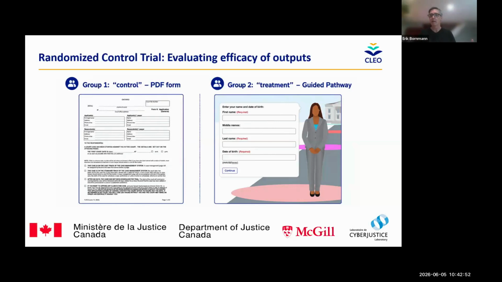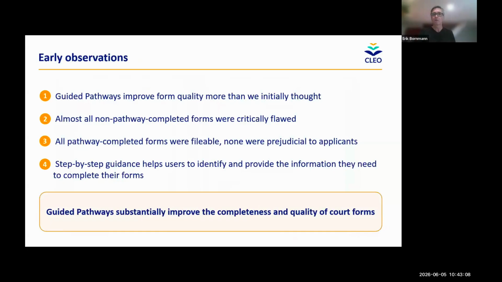And then there's an experimental or treatment group in which the participants use the guided pathways. And I should say every participant who completes the study gets 2 hours of free legal services paid for by CLEO. So everyone is hopefully in a better position for participating in the study. So the study's ongoing, but several early observations stand out.